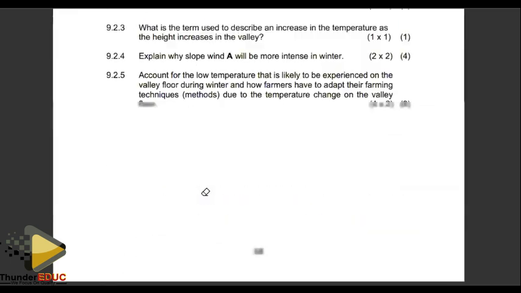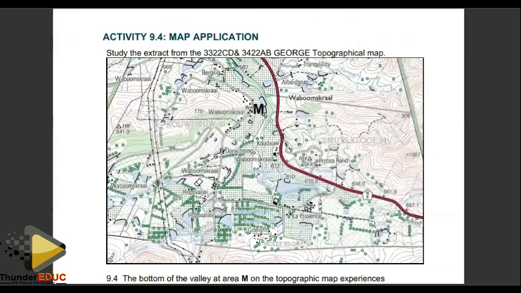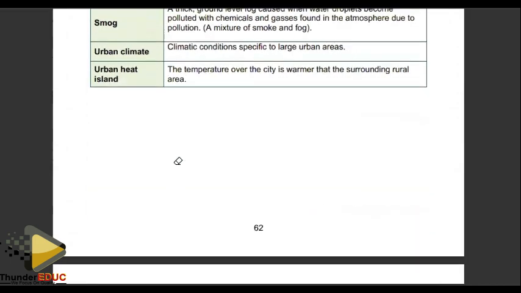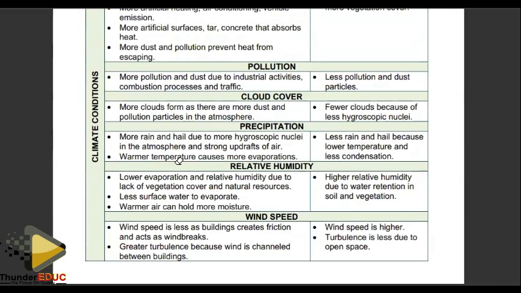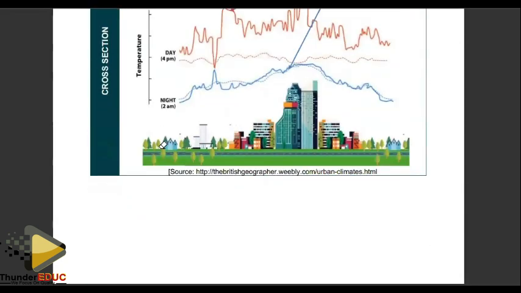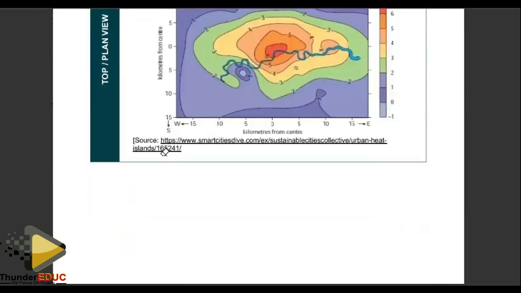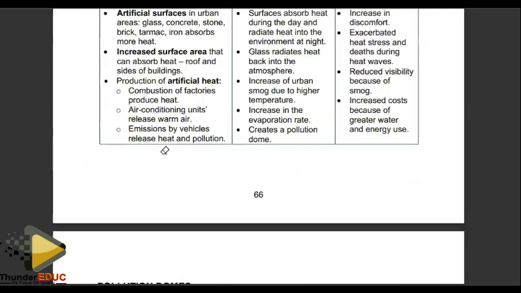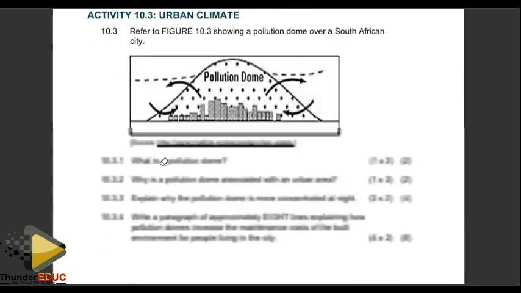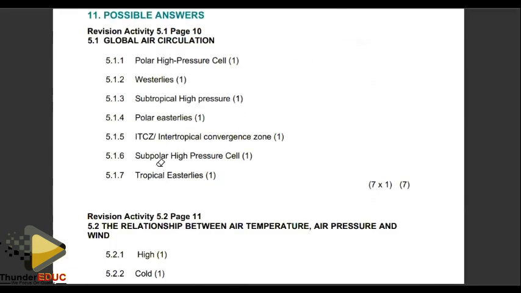We need now to conclude by looking at the urban climates. The urban climates, basically, we are looking at urban areas. How do they affect? How is the climate of an urban area different from the climate of a rural area? I will touch on two aspects here. I will touch on an urban heat island, and I will also touch on a pollution dome. I think those are the two basics of urban climates.